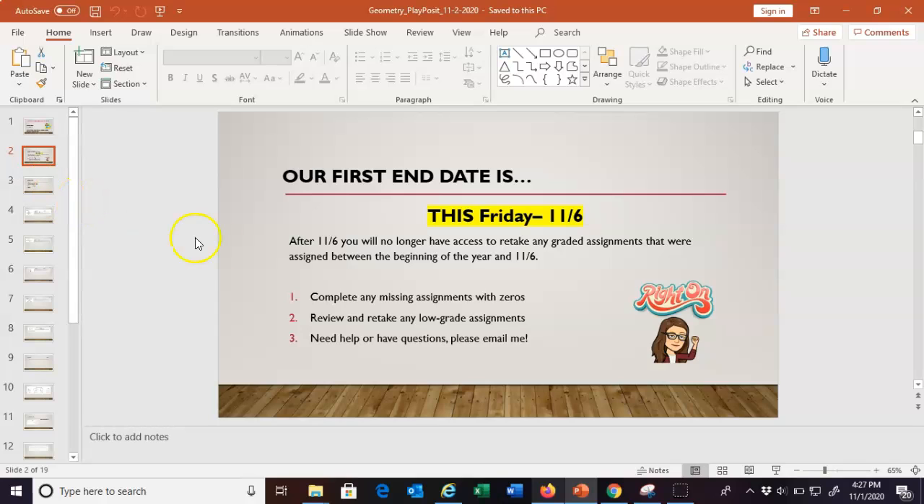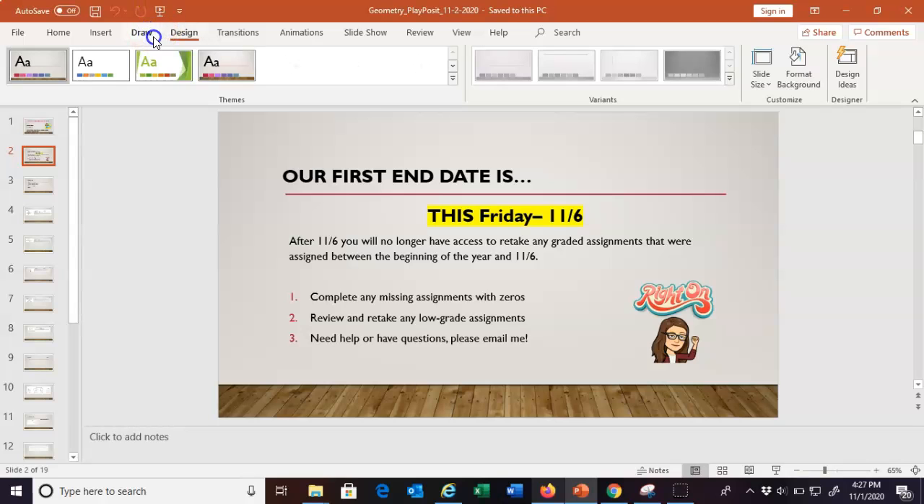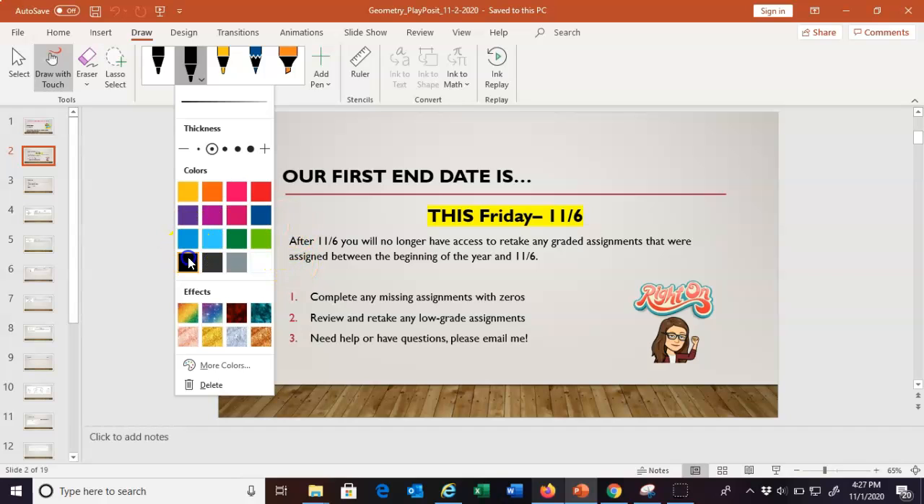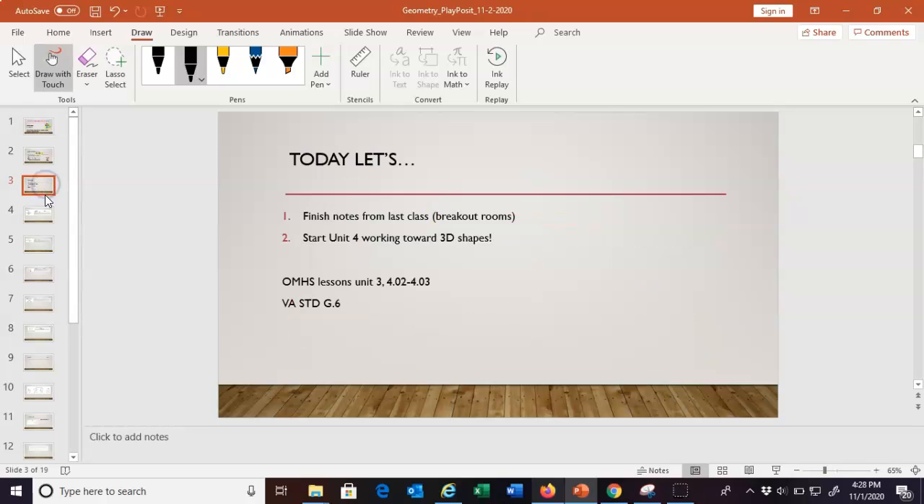Just another quick reminder that our end date for this first quarter is this Friday. Remember, after November 6th, you will no longer be able to access those graded assignments. So please make sure you're completing anything that's missing, anything with a 0, and then review and retake any low graded assignments. And please reach out if you need anything at all.